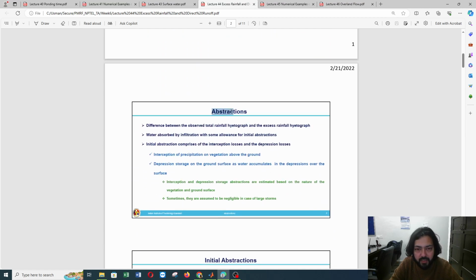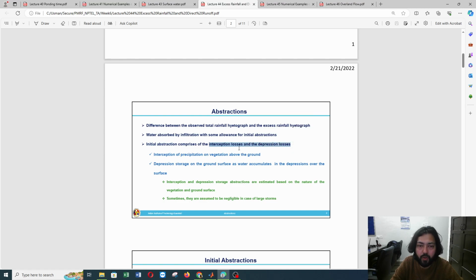So let us first see what abstraction is. We have studied abstractions in the very first week of our course. Abstractions are nothing but the losses that are happening. There are different types of abstraction. First we are talking only about initial abstraction. The initial abstraction comprises interception losses and depression losses.